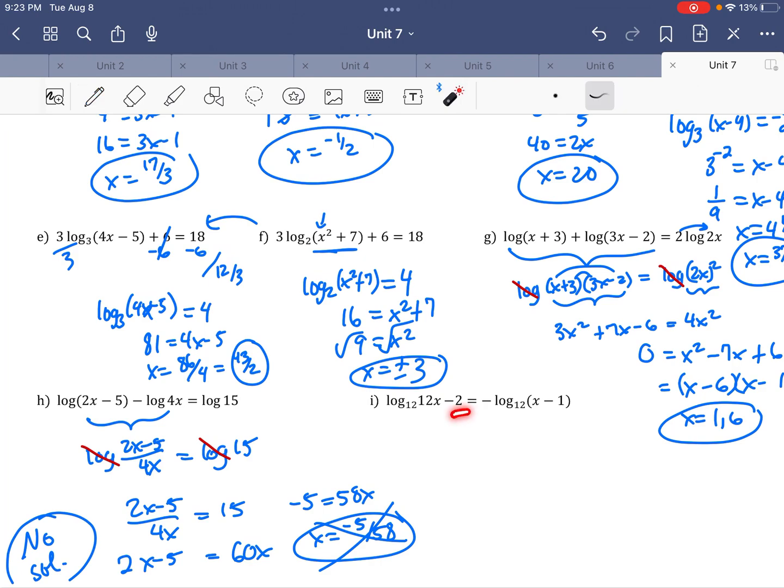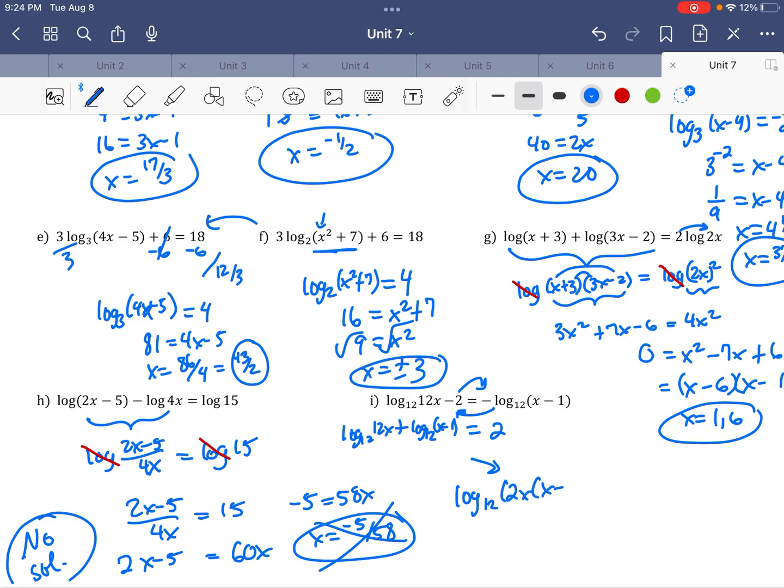All right, over here. So I have one little pesky part. This does not have the word log with it. So what I'm going to have to do is get my logs on one side and the number on the other side. So I'm going to move that 2 to the other side so it turns positive. I'm going to bring this back so it turns positive. So basically have log base 12 of 12x plus log base 12 of x minus 1. So you know addition turns into multiplication. So I have log base 12 of 12x times x minus 1 equals 2.